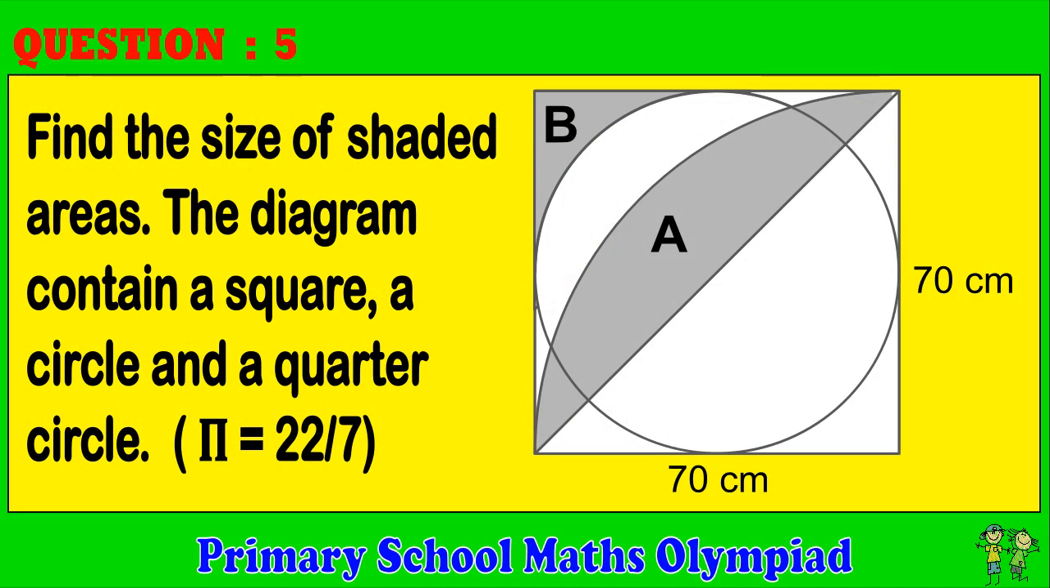Question 5. Find the size of shaded areas. The diagram contains a square, a circle and a quarter circle.